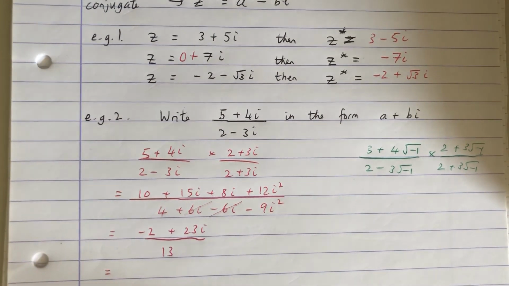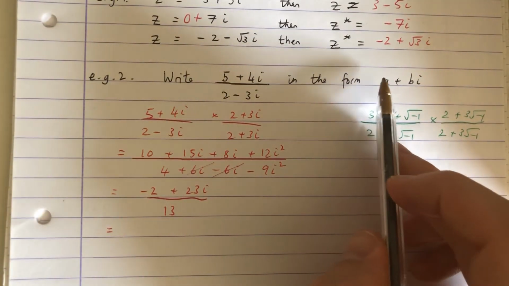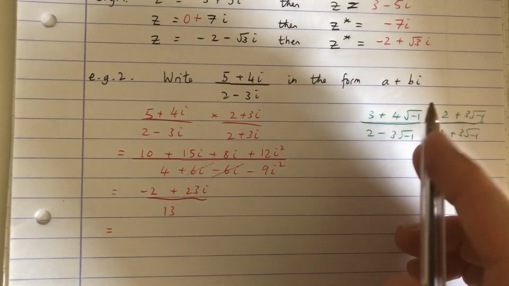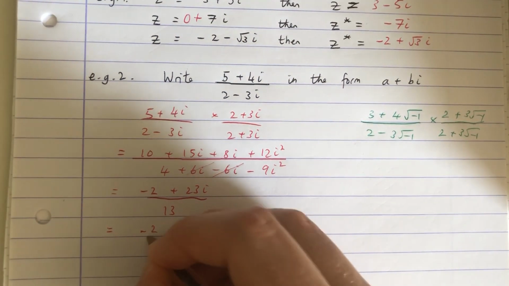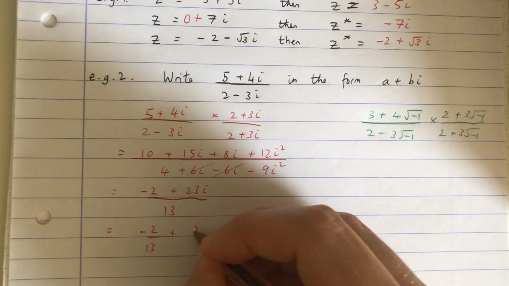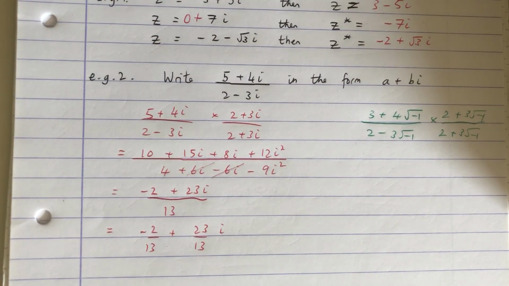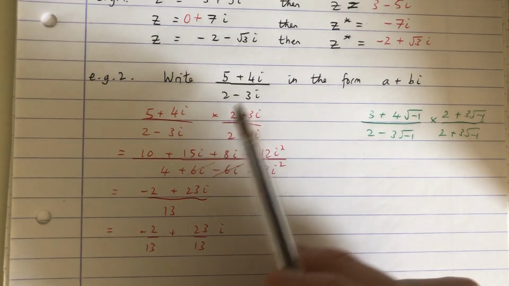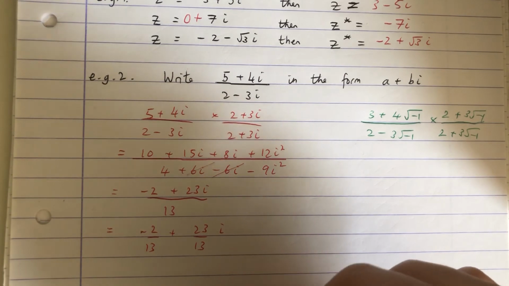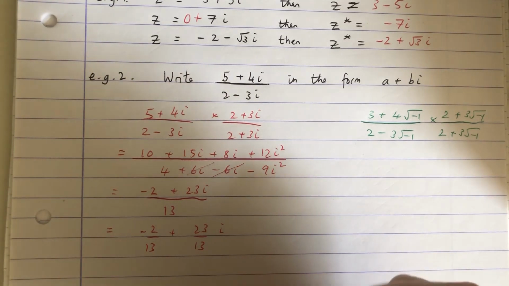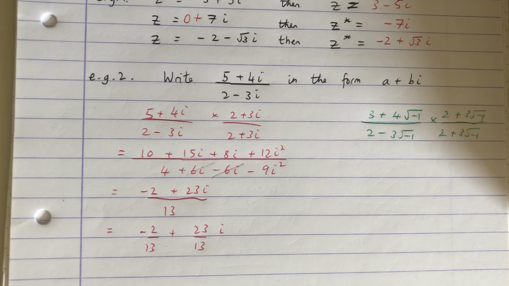And in order to make it look like what they want you to rewrite it as, a plus bi, you just have to write it as two separate fractions, like so, and that would be it. So when you're asked to divide complex numbers, you have to do this, show these workings, which is called multiplying by the complex conjugate. Okay, and that's pretty much it.